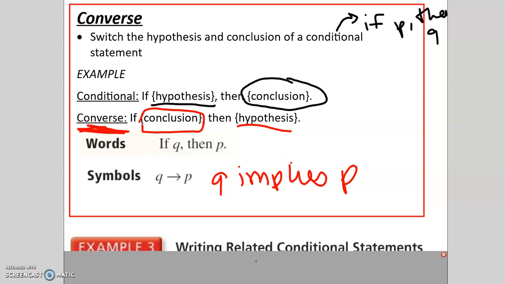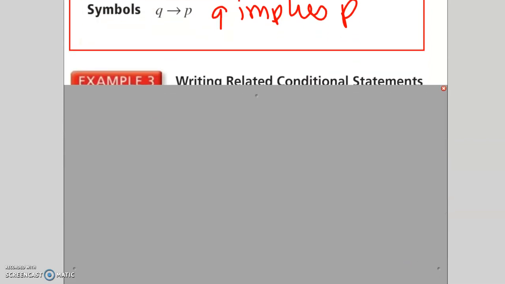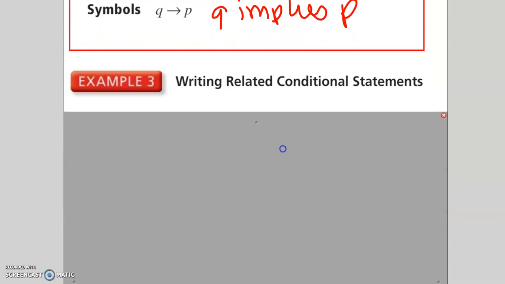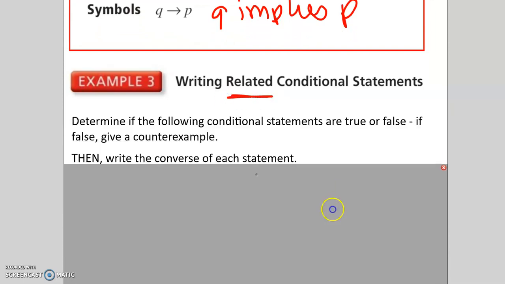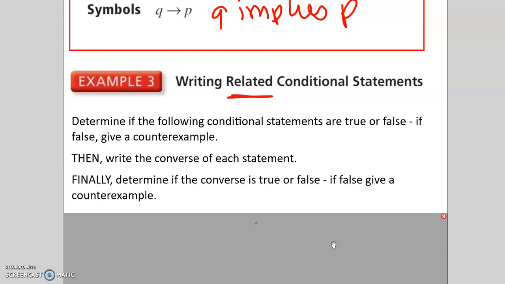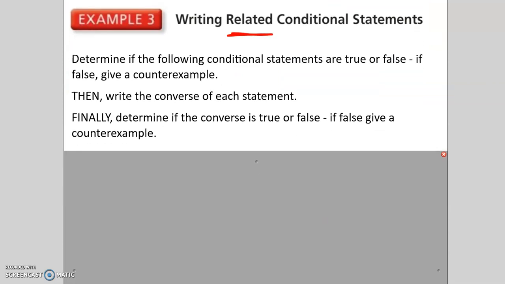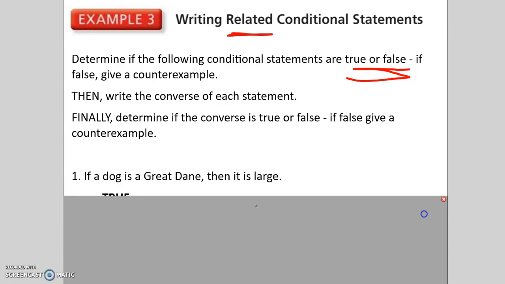So we are going to look at some examples now of writing related conditional statements, like converses. Okay, so here's the directions. It's kind of a lot. It says, determine if the following conditional statement is true or false. First, that's what we have to do. Then we want to write the converse of each statement. So flip the hypothesis and the conclusion. And then determine if that converse is true or false. And if it's false, can we give a counterexample? Okay, we got this. It's great.